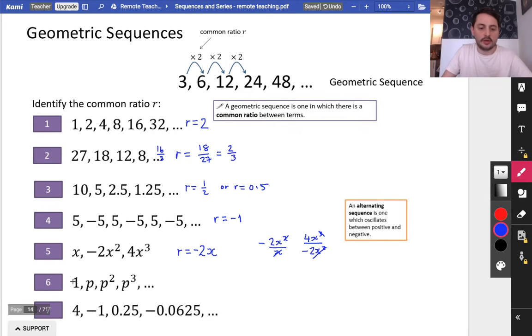Similar thing here, we're going 1, p, p squared, p cubed. Pretty easy to spot this one, that the common ratio is just p. This one though, got to be a bit more careful. I would recommend doing this one divided by this one. It's just the easiest way to spot what the common ratio is once you know it's geometric. So you can either do minus 1 divided by 4, and then we go straight to what the common ratio is, meaning it's multiplied by a quarter. Or you could have done this one, 0.25 divided by minus 1, which again is going to be minus a quarter. And you can check that by multiplying by minus a quarter each time, just to see that it works.